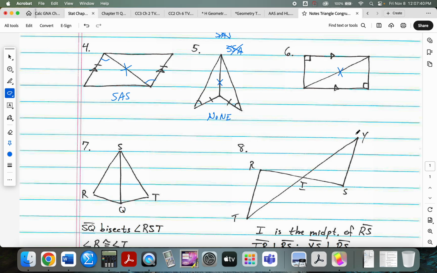What else can we add on this? I'll give you a hint. It has to do with the parallel lines. Yeah, the alternate interior. Stetson, please be quiet. I said, please be quiet. So those two angles are congruent.